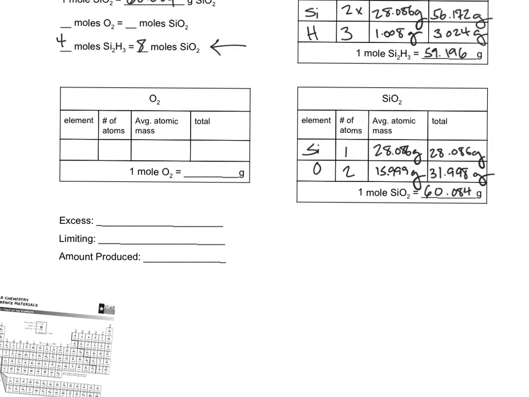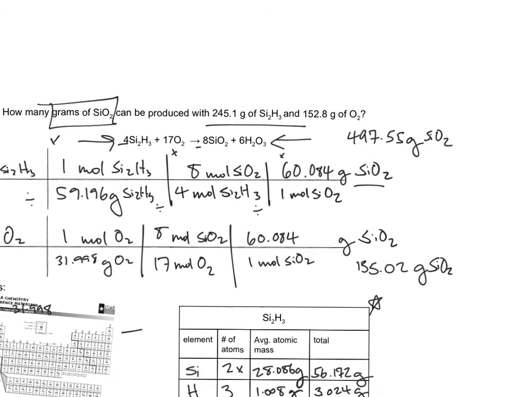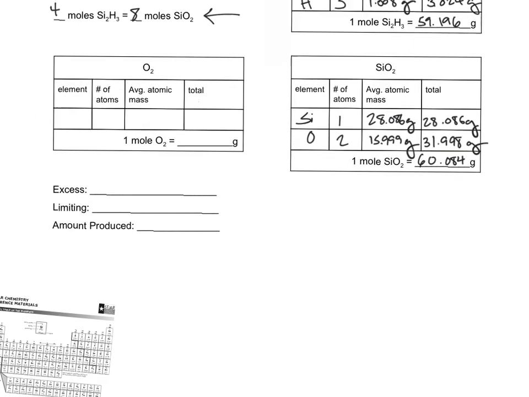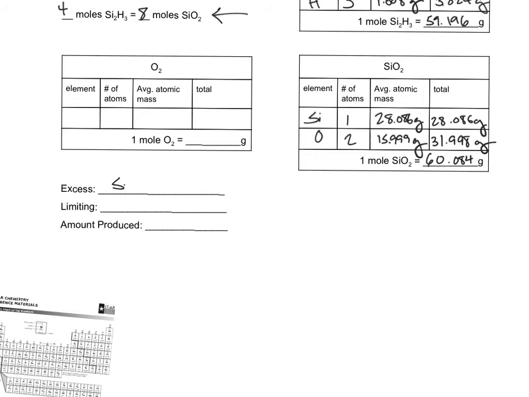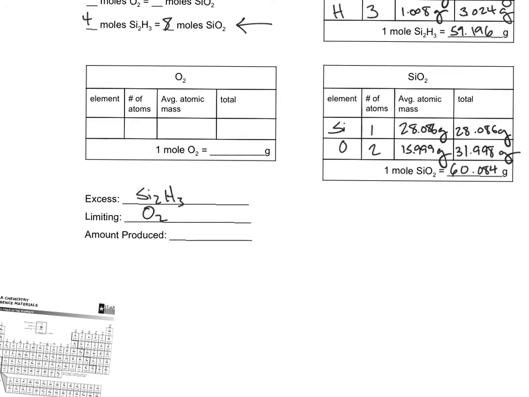So down here, your excess reactant is going to be this one up here, Si2H3, that we would have extra of. The one with more is going to be the excess. So we're going to write that down here for excess. That was Si2H3. And for the limiting, it's the other one, the one that we ran out of, O2. The amount that actually gets produced is the amount produced by the limiting, which is down here, 135.02 grams of SiO2.